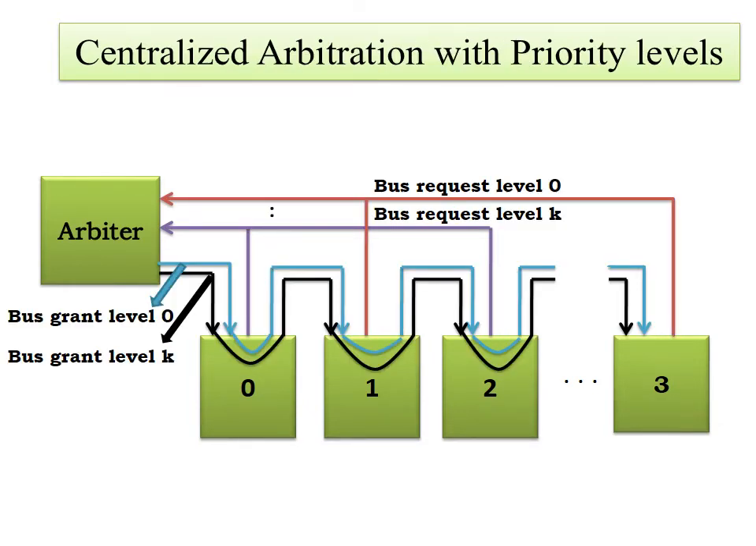Next thing is centralized arbitration with priority levels. In the previous slide we saw that it just accepts and grants requests in the order of 0, 1, 2 and 3. But in this case, as the name mentions, it is with priority levels. If one server is the busiest one, or has the highest priority, and it sends a request to the arbiter, then the request sent by 1 will be taken into consideration before 0. I hope you all understood. The server having the highest priority will be considered before the other servers. That is called centralized arbitration with priority levels.